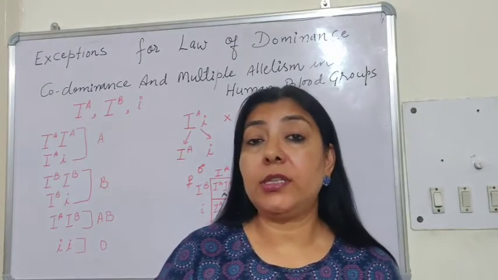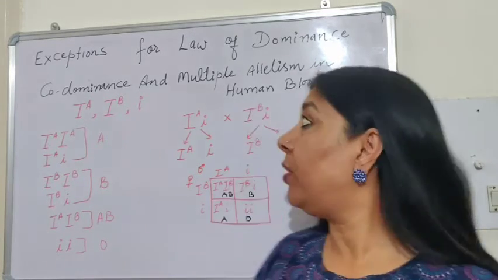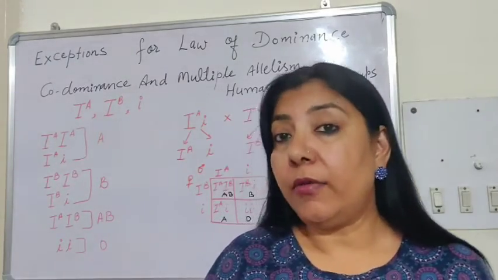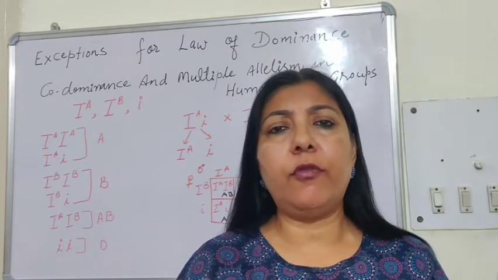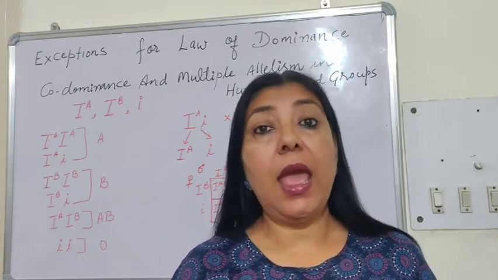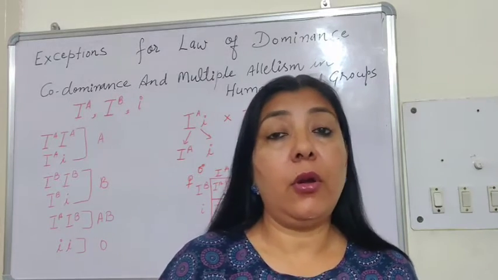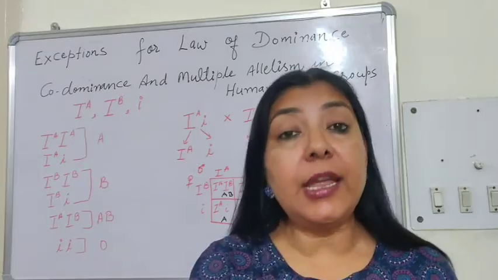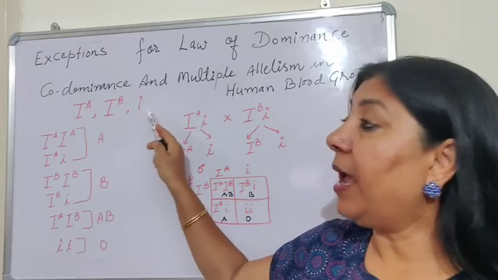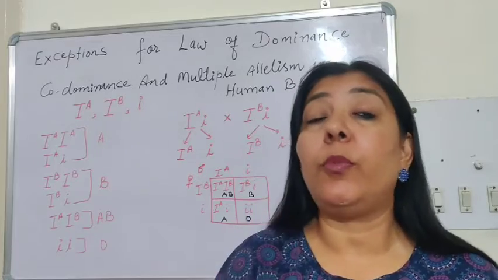Now let's study the concept of codominance as well as another phenomenon that is called multiple allelism in human blood group. You are aware, we generally humans have 4 basic types of blood groups, that is A, B, AB and O. And these blood groups are controlled not by 2 alleles but 3 types of alleles. These are IA, IB and small i. These I represents immunoglobulin.